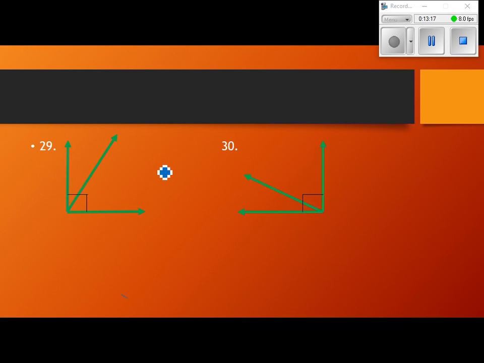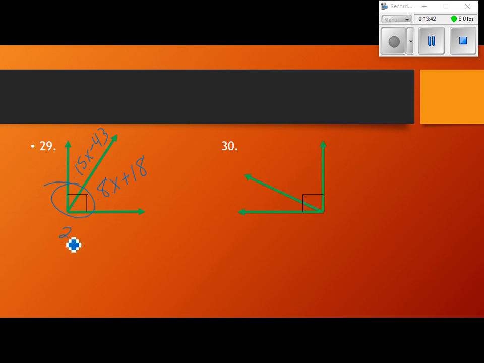Problem 29. They tell me this angle is 15x minus 43. And the other angle is 8x plus 18. This little symbol down here tells us that it's a right angle. So these two added together should add up to equal the whole thing, which is 90 degrees.